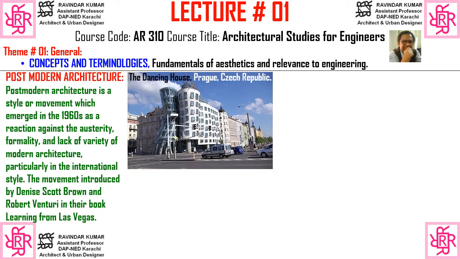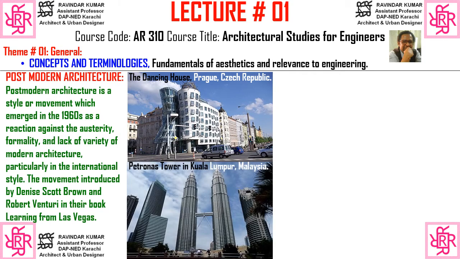This is an example of postmodern architecture. You can see a variety in the building form. This is the Dancing House in Prague in the Czech Republic. This is Petronas Tower in Kuala Lumpur. It's again an example of postmodern architecture.